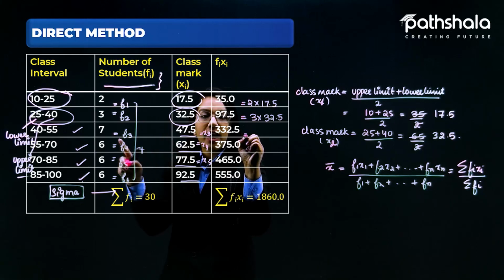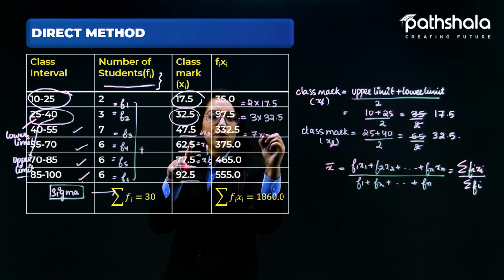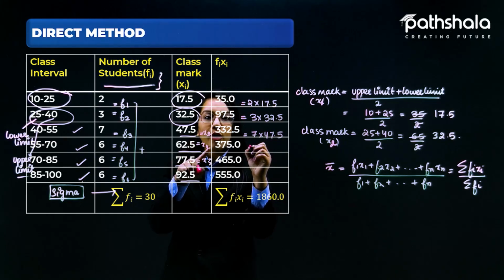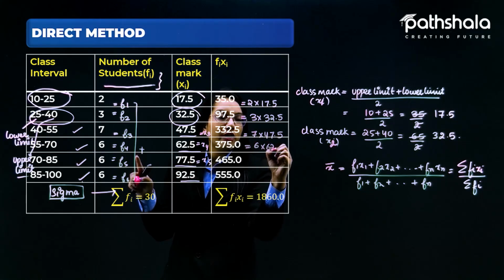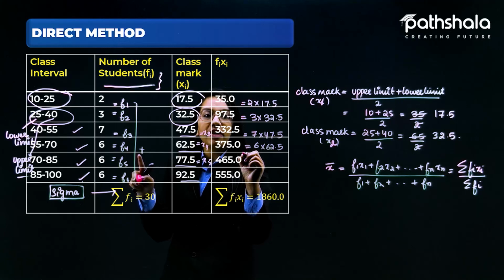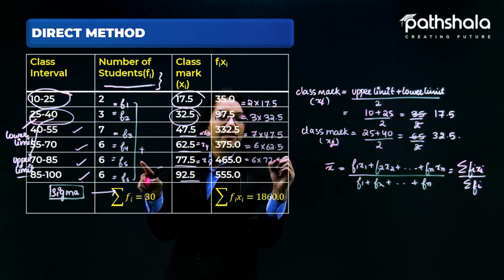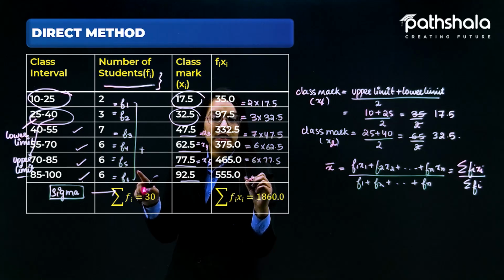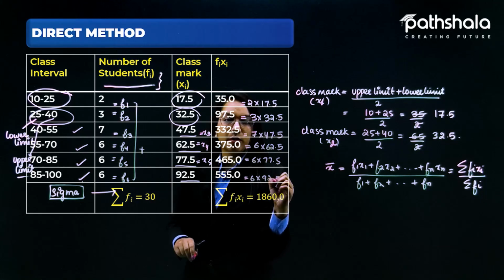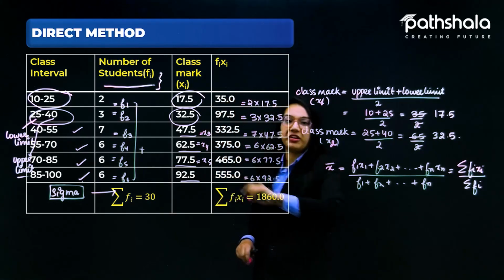97.5. And further we have the respective frequency with their class mark, which is 7 into 47.5. So this is 332.5. Further 6 into 62.5, which is 375.0. And further we have 6 into 77.5, which is equal to 465.0. And further we have 6 into 92.5, which is equal to 555.0.